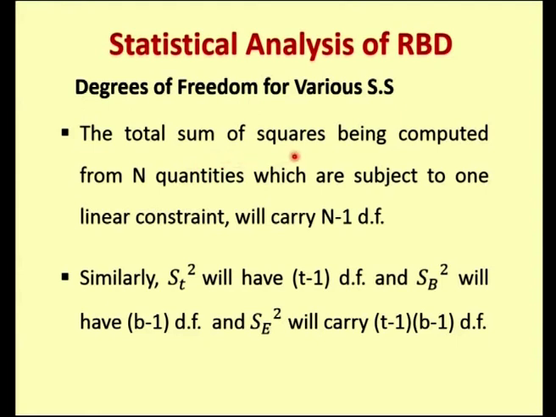Degrees of freedom for various sum of squares. Now, the total sum of squares is computed based on the n quantities. This will have n minus 1 degrees of freedom as we have n observations, and 1 degree of freedom is being lost because of one linear condition. For treatment sum of squares we have t minus 1 degrees of freedom. Block sum of squares and error sum of squares will carry b minus 1 and (t minus 1) into (b minus 1) degrees of freedom respectively.